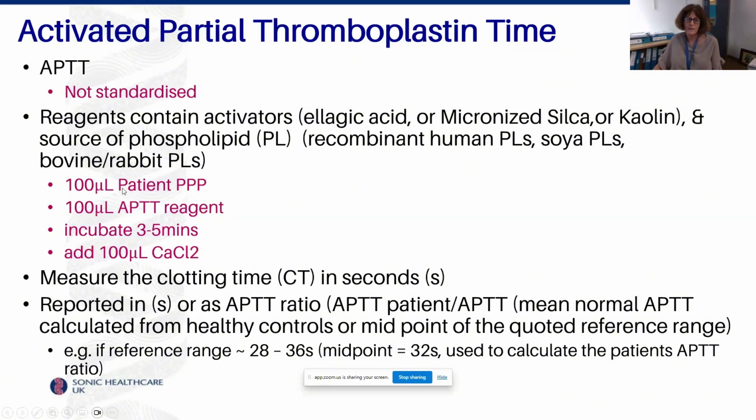So when we do the APTT, we're adding 100 microliters of patient pooled plasma to 100 of APTT reagent. We incubate 3 to 5 minutes, and then we add calcium chloride, and we measure the time for it to clot. So we use a stopwatch in the water bath, and we get the time in seconds. So we usually report APTT in seconds. Sometimes we might report an APTT ratio, and that's really for patients on unfractionated heparin. That's the only time we need to report that ratio.